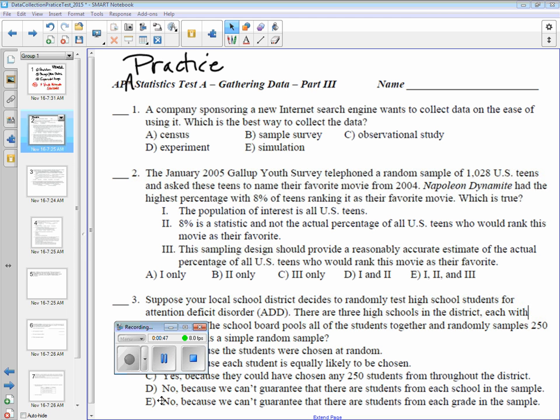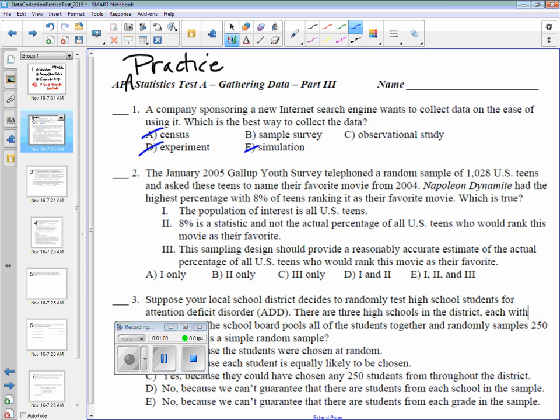Why does an experiment not make sense? What is it missing? A treatment, okay? So we can kind of eliminate some answer choices as we go through, and those two can be eliminated right away. What about B versus C? Was that where our question maybe lied, the difference between the two? Simulation, we're not going to simulate it. We can actually do it.